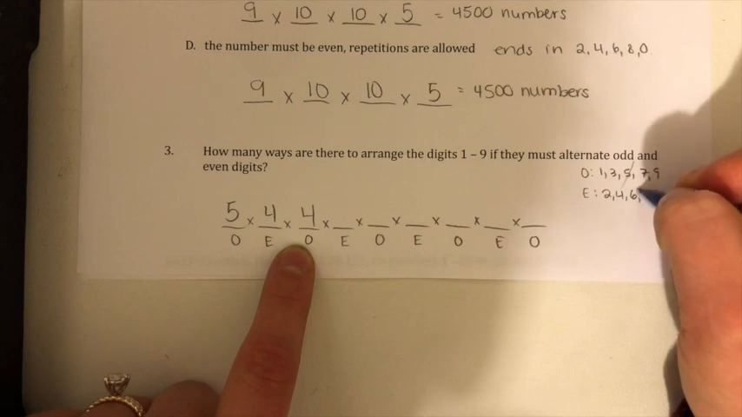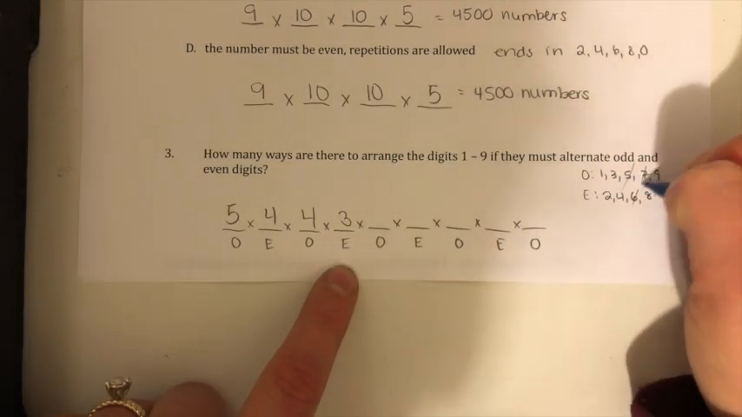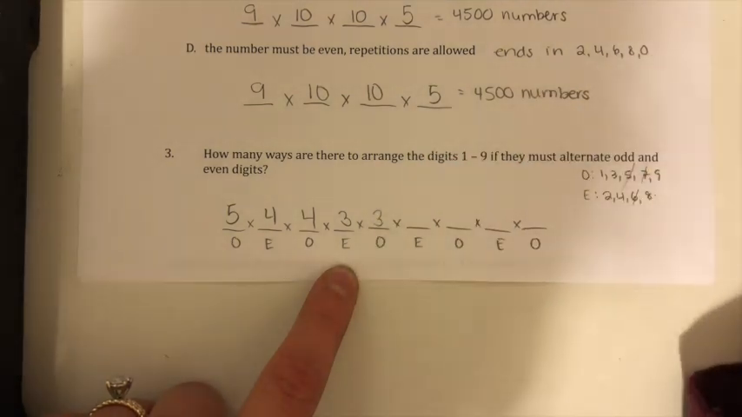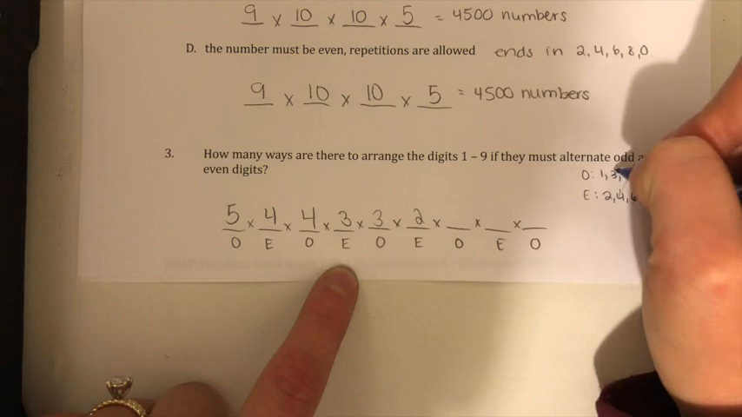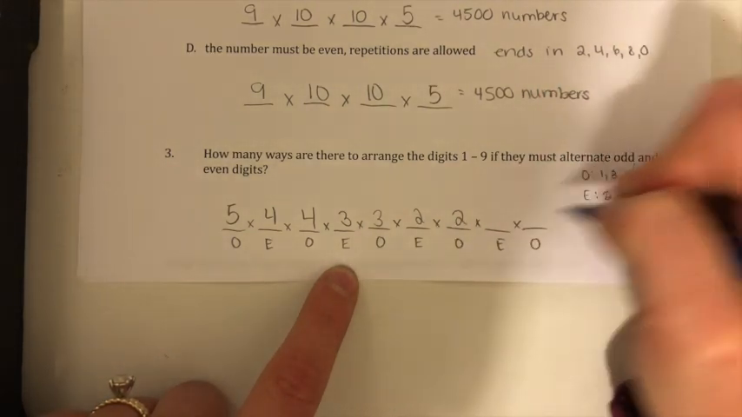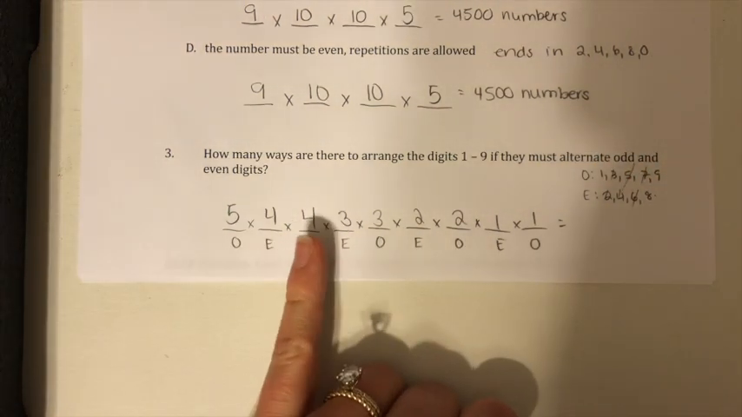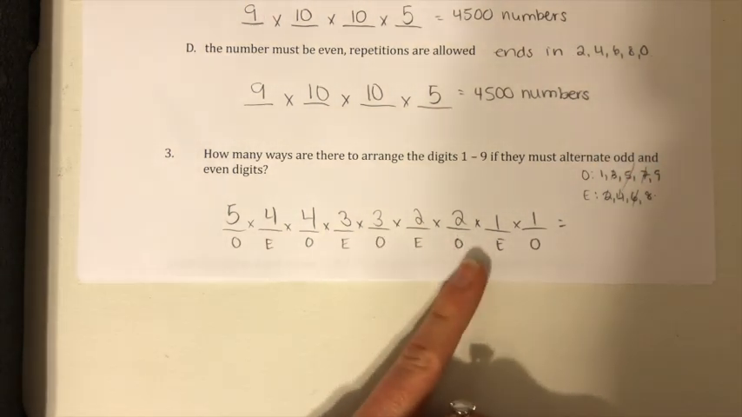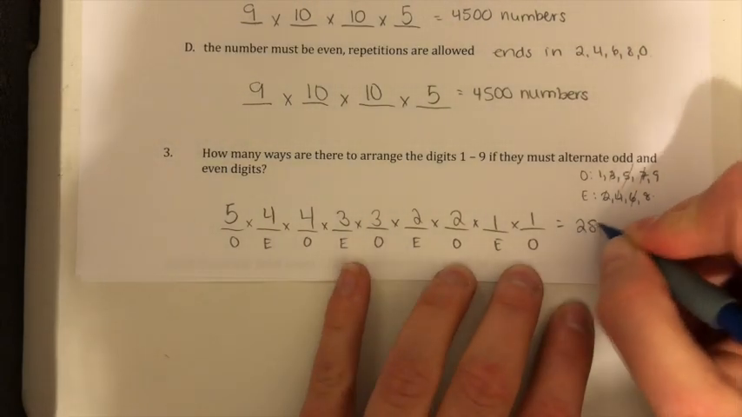And then same deal here. Let's say the 6 was picked. Now there's only 3 options for even. And then 3 options for odd. And then 2 options for even. And then there's only 2 options for odd. Then you're just down to whatever's left over for both. So this is going to be 5 times 4 times 4 times 3 times 3 times 2 times 2 times 1 times 1. So when you calculate that, it's 2880.